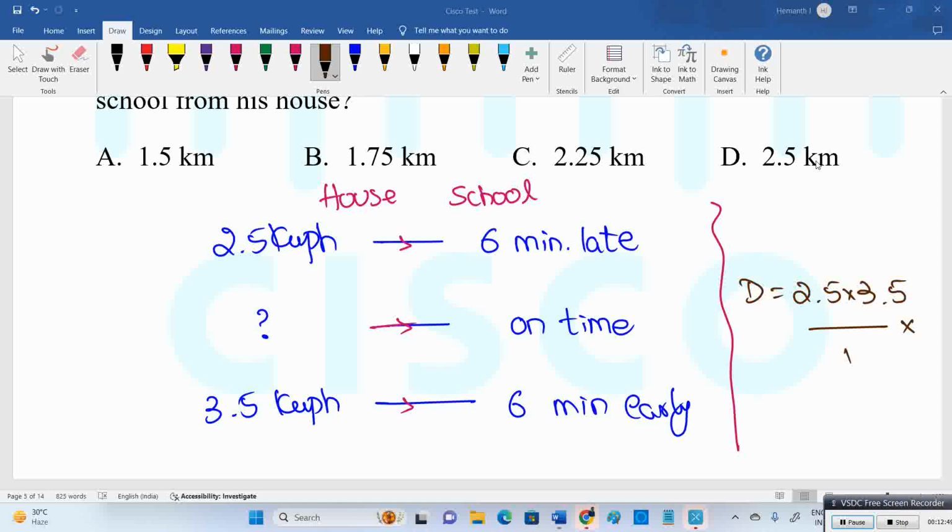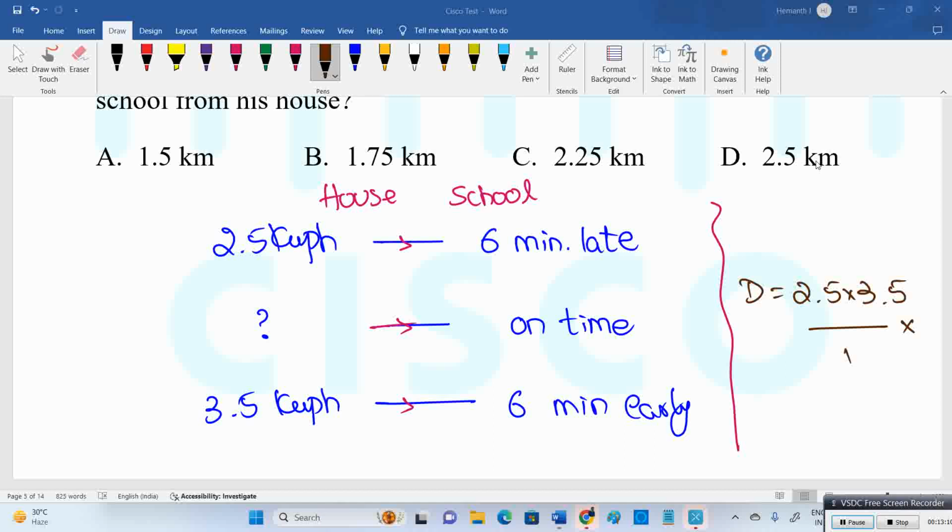What is the change that happened? Is it 0? 12 minutes you save. As speed is increased, definitely time will be less. How much less? 12 minutes less. So here the shortcut is actually product of the speeds divided by difference between speeds into time gain.